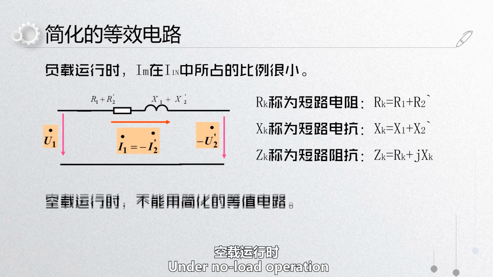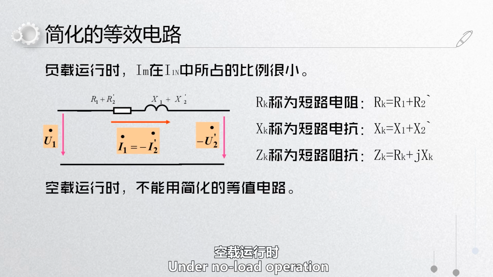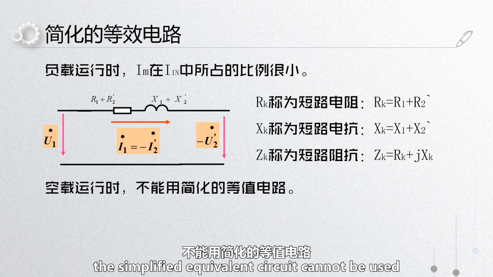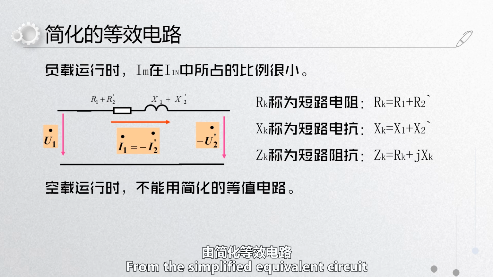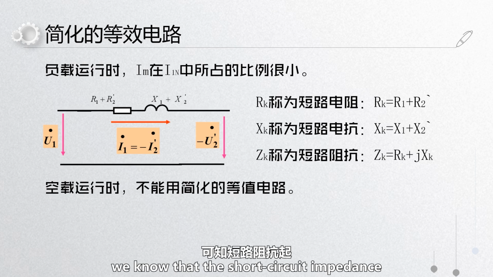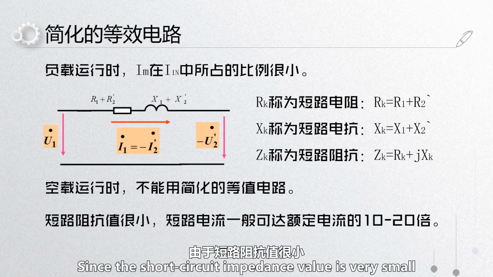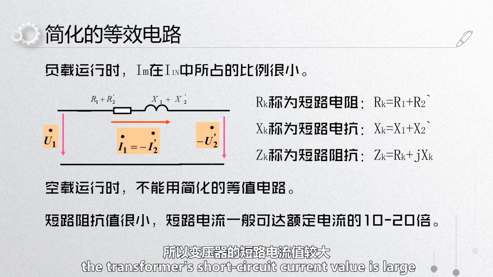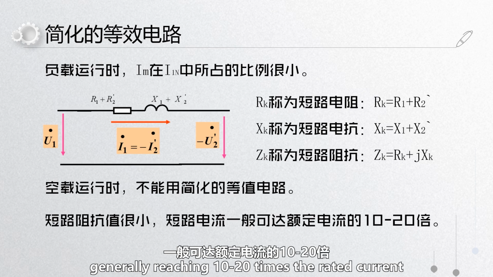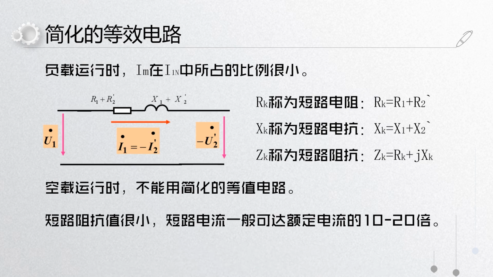Emphasize one point. Under no-load operation, the simplified equivalent circuit cannot be used. From the simplified equivalent circuit, we know that the short circuit impedance limits the short circuit current. Since the short circuit impedance value is very small, the transformer's short circuit current value is large, generally reaching 10 to 20 times the rated current.